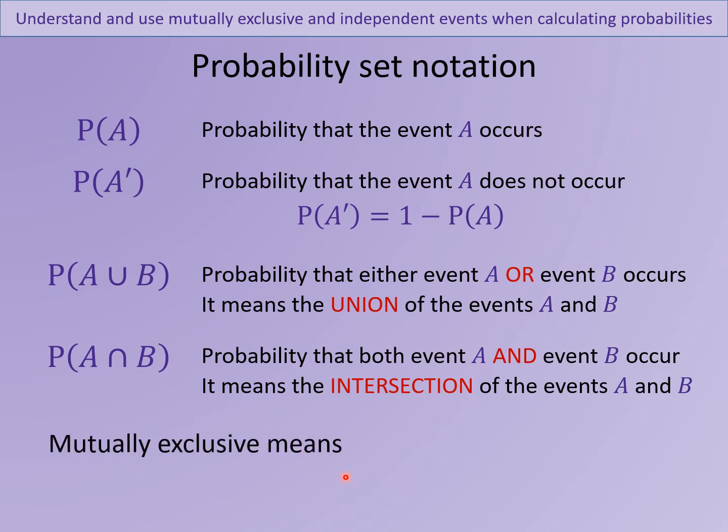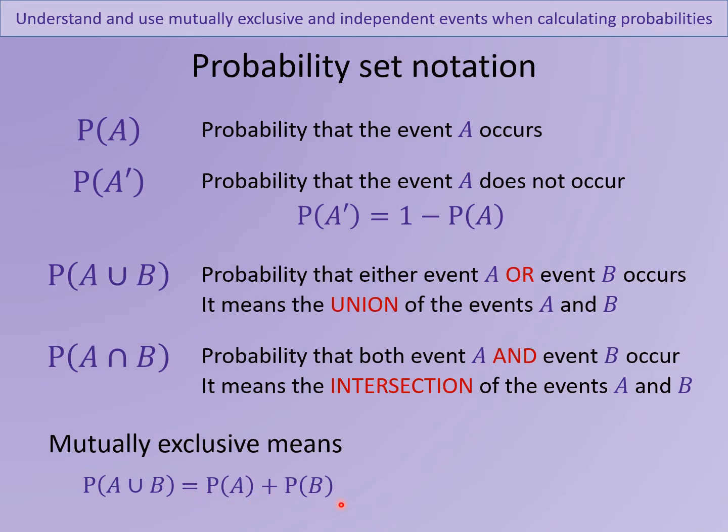Mutually exclusive. So when we hear the words mutually exclusive, that means that they are completely separate from each other. So the probability of event A and the probability of event B are completely separate events. So if you're looking at the OR probability, it will just be the probability of A plus the probability of B. Because they're completely separate, if you want one or the other, it is just the same as adding the two probabilities.